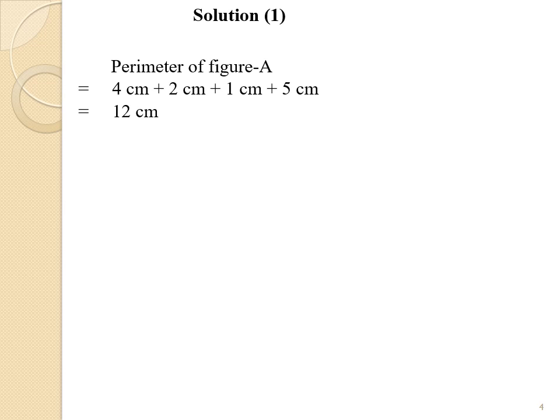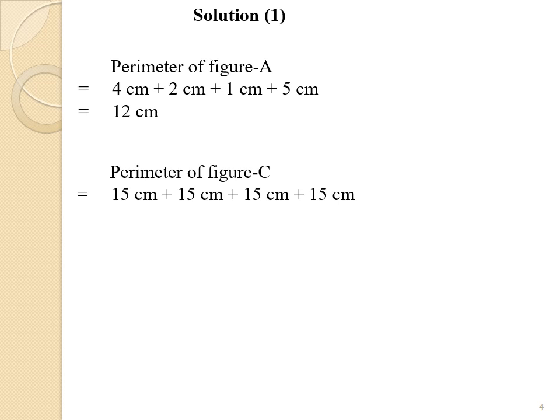Now, let us find out the perimeter of figure C. Perimeter of figure C is 15 centimeters plus 15 centimeters plus 15 centimeters plus 15 centimeters equals to 60 centimeters. Thus, perimeter of figure C is 60 centimeters.